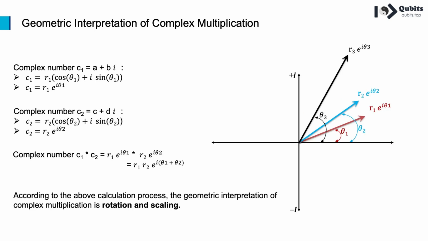According to the above calculation process, the geometric interpretation of complex multiplication is rotation and scaling. This means that when we multiply two complex numbers, such as C1 and C2, C1 acts on C2 by rotating its vector counterclockwise by an angle of theta 1 and scaling its length by a factor of r1. Multiplying a vector by I has the geometric interpretation of rotating it counterclockwise by 90 degrees.